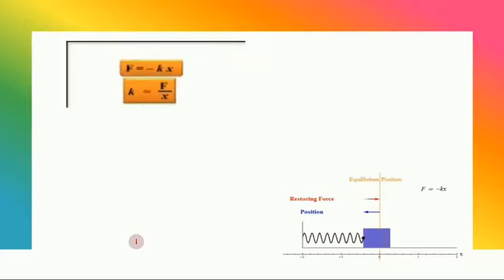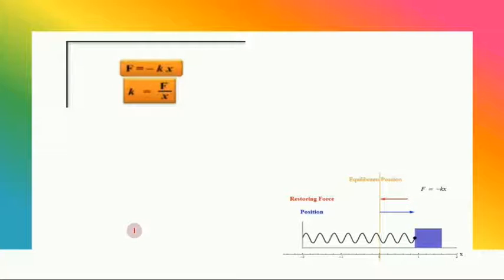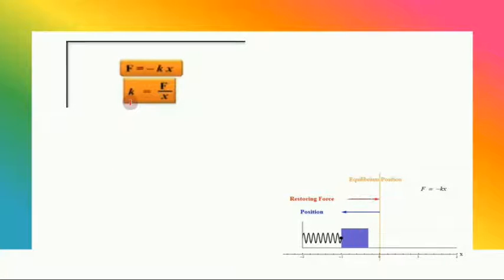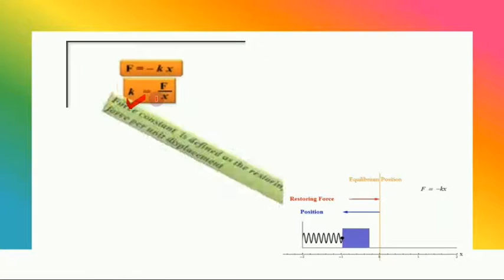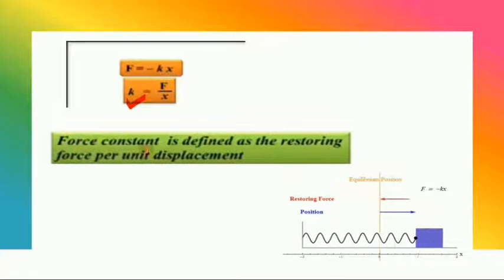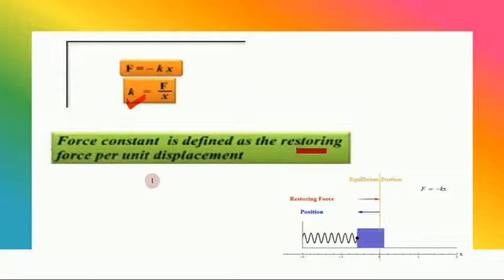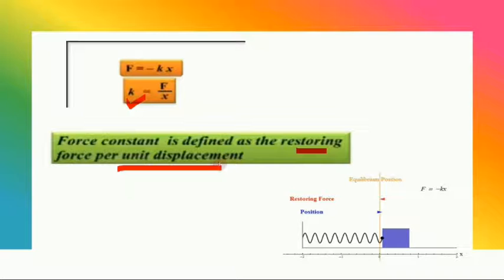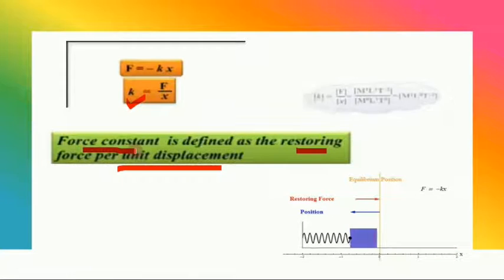Next, from this equation we can define k, the force constant. F is equal to minus kx, which implies k is equal to F divided by x. We have neglected the minus here since it only depicts the direction. Therefore, the force constant is defined as the restoring force per unit displacement, as F is the restoring force and x is the displacement.